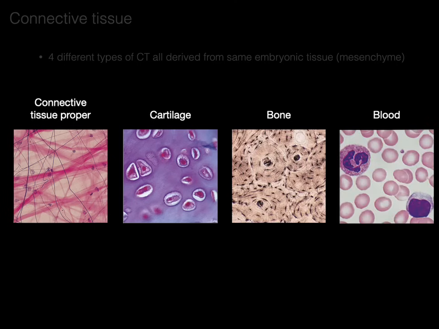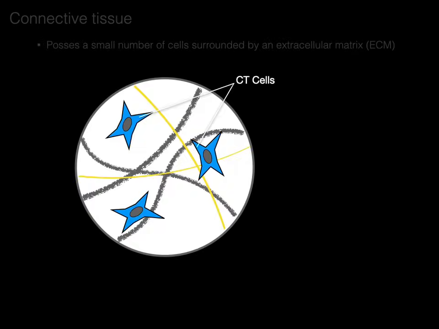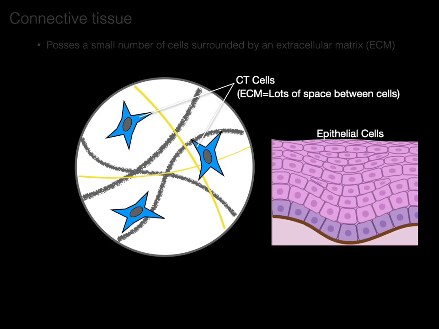That's an eclectic group of different tissues, but they all possess the same structure: a small number of cells surrounded by an extracellular matrix. So there are connective tissue cells, and there is lots of extracellular matrix or space between the cells. Epithelial cells, in contrast, are like bricks right by each other. In connective tissue, there's lots of space between cells. Okay, epithelium has no space.